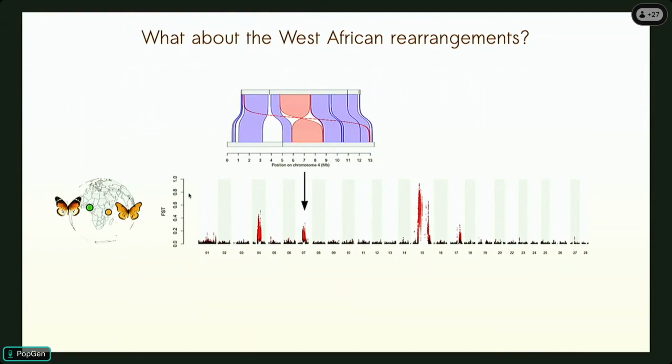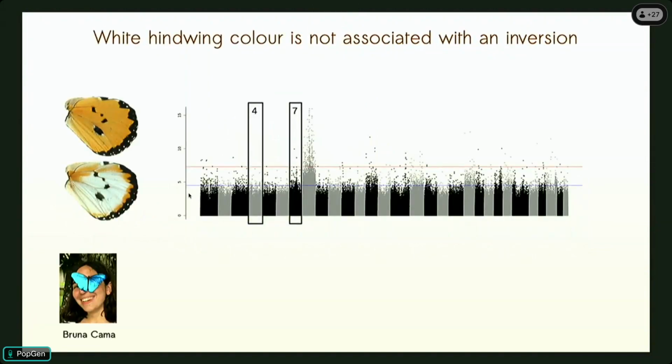My postdoc, Bruna Kammer, in the lab was doing lots of breeding for various experiments, and so we took some of her broods and she mapped the white hindwing trait, and the answer is that neither chromosome 4 nor 7 is controlling the white hindwing of West Africa. In fact, chromosome 8 shows the strongest association, and she's repeated this with another cross now and shown again that it's chromosome 8. So just a warning to not assume that you know the trait under selection.